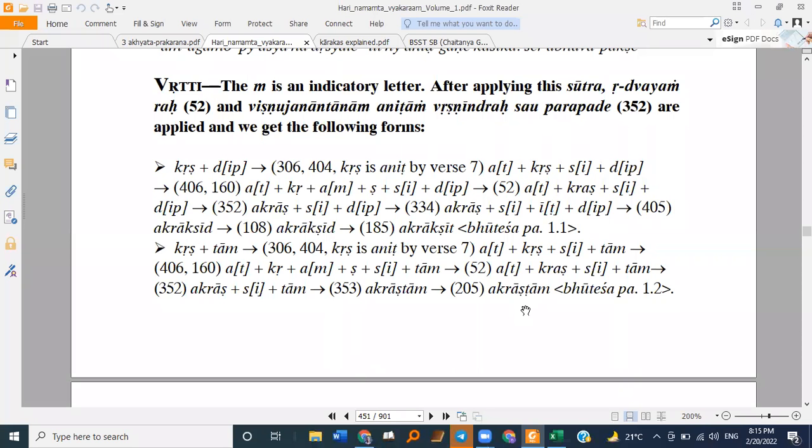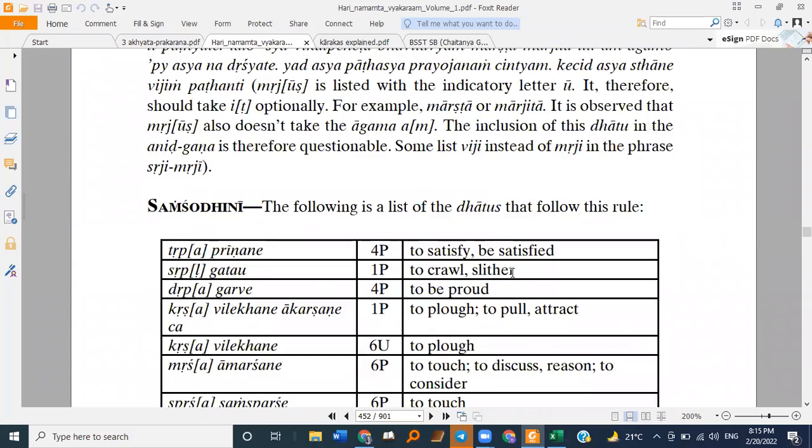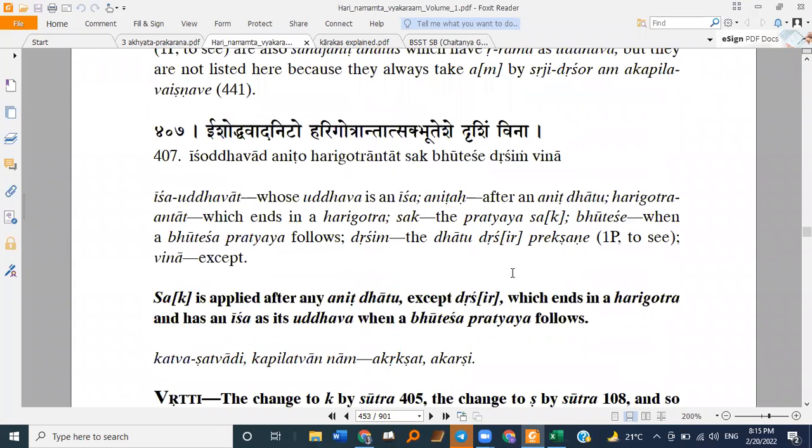Similarly, other forms are also made, krashtam, ityadi. Then there is one more form for this one, still not finished. Ishodhavadanito. Now, first we did the C paksha when we add the C. So when we add the C, there are two forms. Once when we do not add and once when we do add. Now there is this form when we want to insert C, because we read that sutra, no?